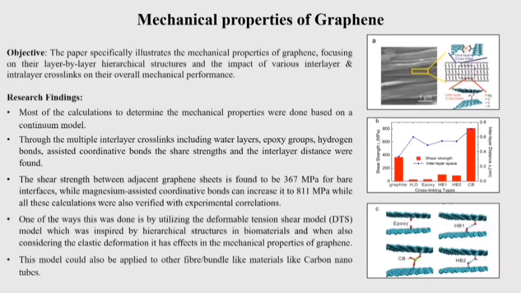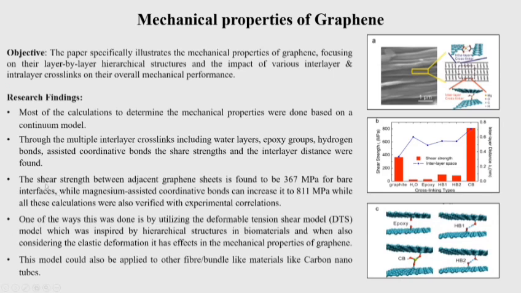of interlayer and intralayer processes to find the best method to synthesize graphene effectively. And most of these calculations were done in a continuum model, and most of the factors such as interlayer crosslinks were involved, such as water layers, epoxy groups, hydrogen bonds, etc. And in the graph, you could see all the bonds which were previously mentioned against the shear strength calculated against each bond to find the exact mechanical behavior. And these are images of all the bonds that have been mentioned.